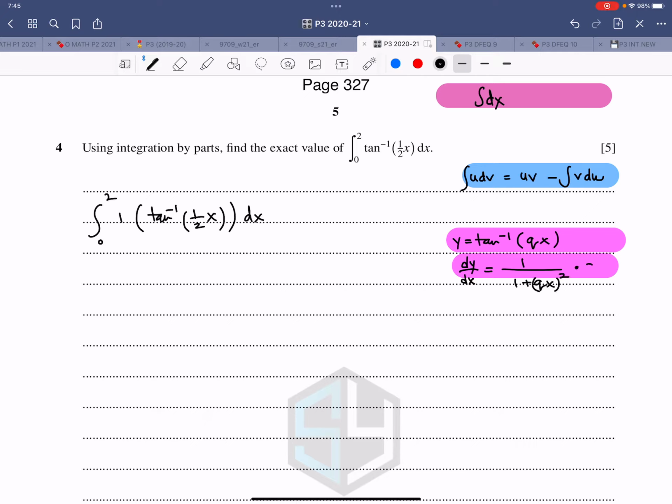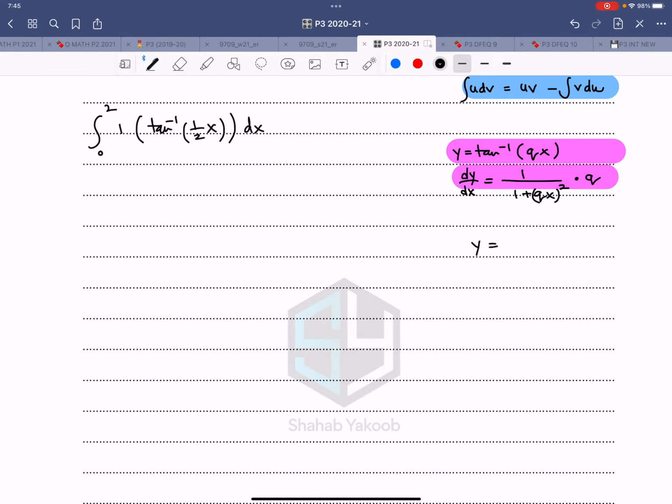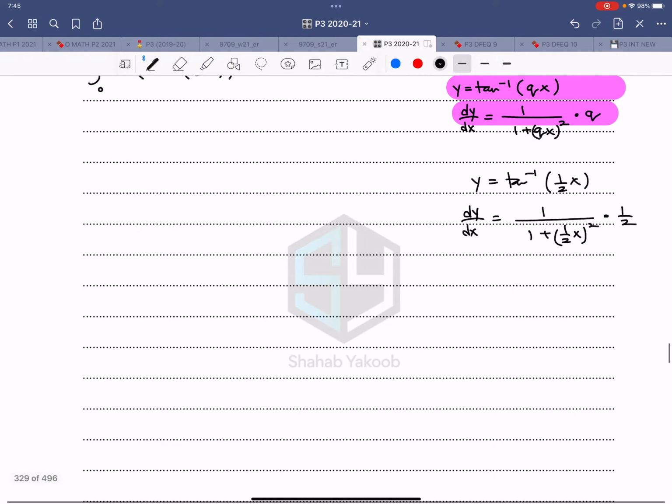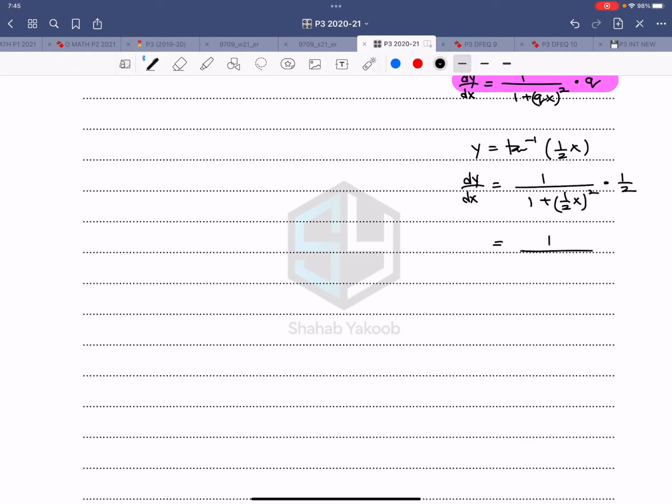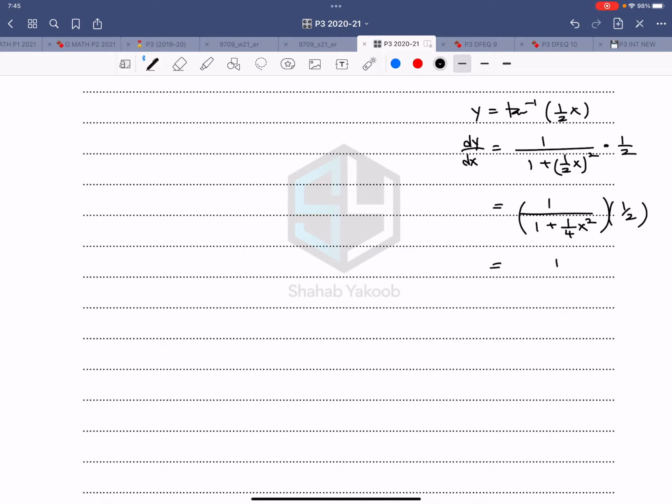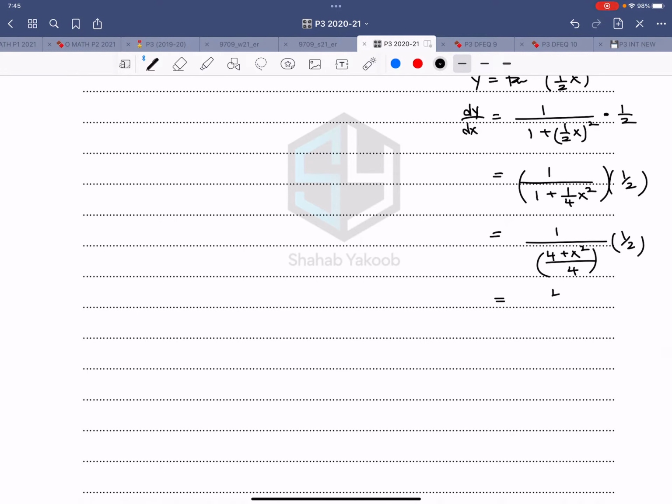In other words, if y equals tan inverse of half x, then dy by dx should equal 1 over 1 plus half x, the whole thing squared, and don't forget to multiply by half, just like the chain rule. So therefore this is 1 over 1 plus 1/4 x squared, and this thing is multiplied by half. If you want to simplify it further, I'll write this as 4 plus x squared over 4 multiplied by half. Let me flip the fraction: that is 4 multiplied by half divided by 4 plus x squared, which is 2 over 4 plus x squared.